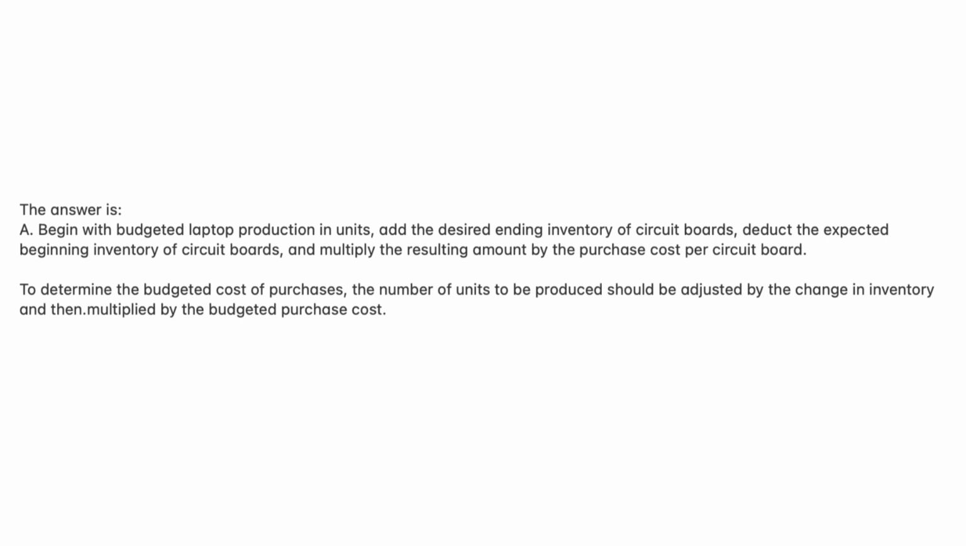The answer is A. Begin with budgeted laptop production in units, add the desired ending inventory of circuit boards, deduct the expected beginning inventory of circuit boards, and multiply the resulting amount by the purchase cost per circuit board.